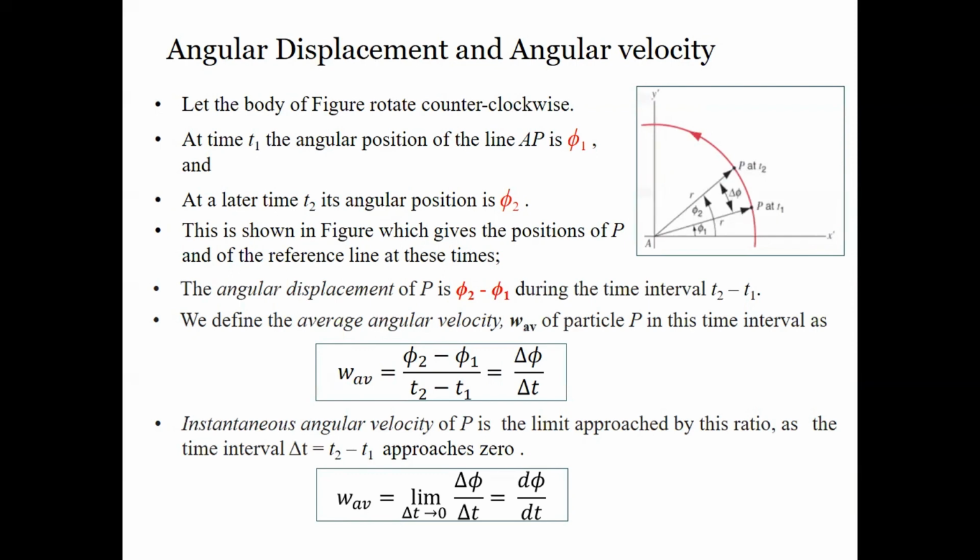Now we consider the angular displacement and the angular velocity. The idea is similar to that of the linear displacement and the linear velocity. Let us consider a body as shown in the figure, which is rotating counterclockwise. At time t1, it is at the position P. From A to P is the length, and the angle subtended is phi 1. So at time t1, the angle is phi 1.